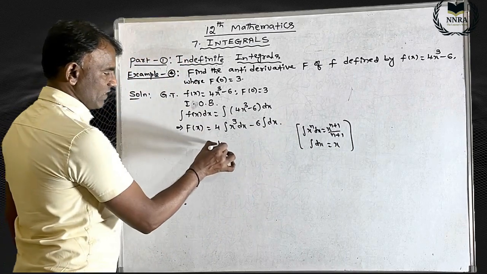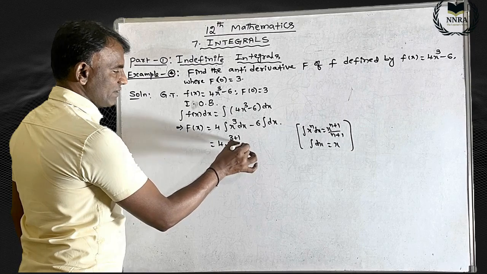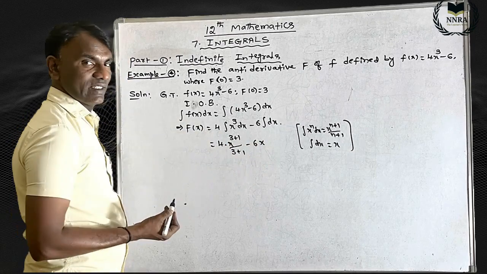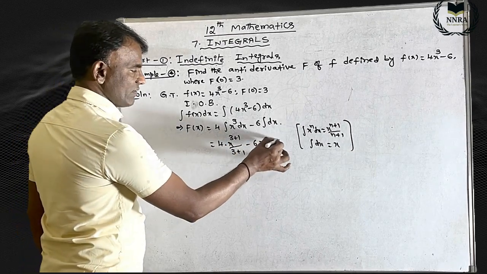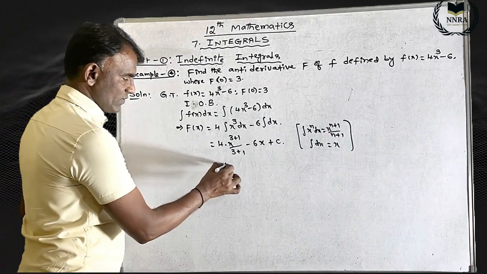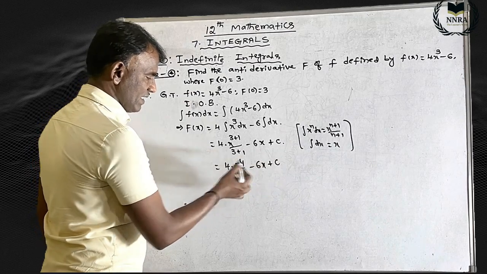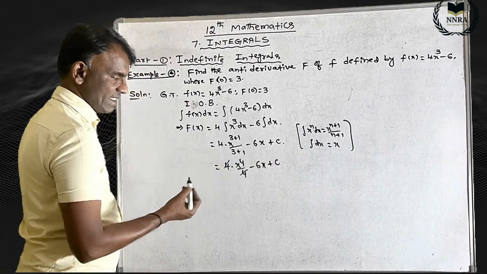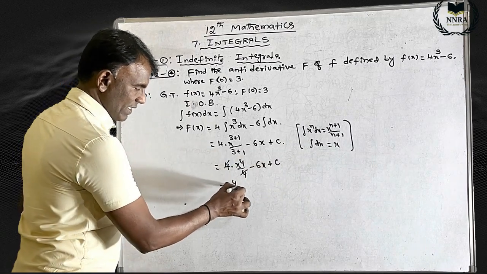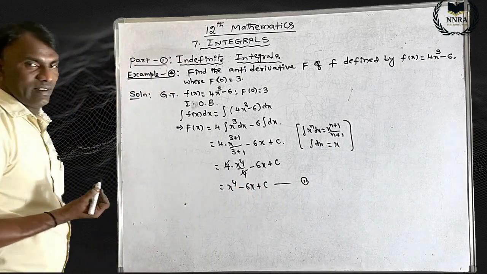So here, 4 into x power n plus 1 means 3 plus 1, again 3 plus 1, and 6 into x. So integration is completed. Then we add one unknown constant c. After simplifying this, we get 4 into x power 4 by 4 minus 6x plus c. Now 4 gets cancelled, right? So what is the remaining? x power 4 minus 6x plus c. This is equation number 1.